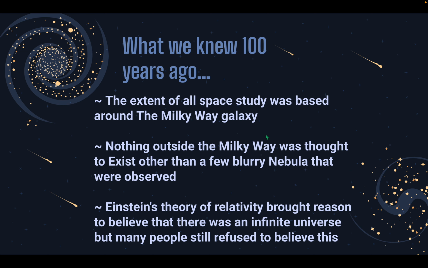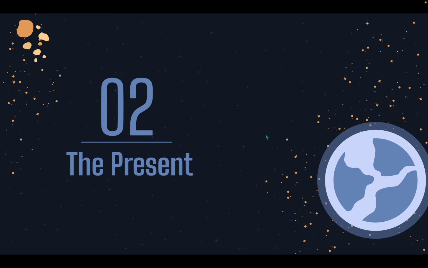The past. What we knew 100 years ago was very different from what we know now. The extent of all space study was based around the Milky Way galaxy alone. This was because nothing outside of the Milky Way was thought to exist other than a few blurry nebula that had been observed. Einstein's theory of relativity brought reason to believe that there was an infinite universe that was constantly expanding, but many people back then still refused to believe this.